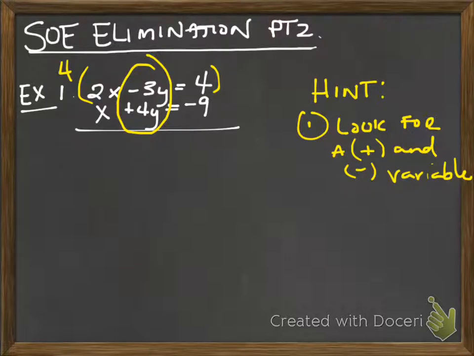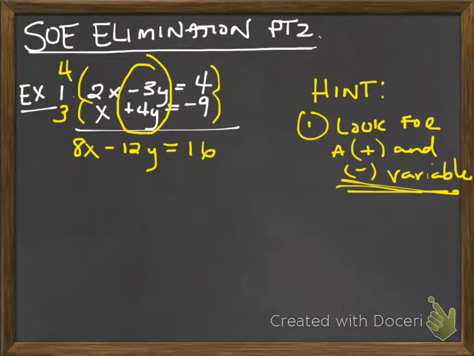4 times 2x is 8x. 4 times negative 3y is negative 12y. 4 times 4 is 16. What do you think I'm going to multiply this one down here by? Again, I'm focusing on my y's. What's going to give me a positive 12y value? Yeah, multiplying by a 3. Like I said, if there's a positive and negative already, you only have to multiply these numbers by positive numbers. So 3 times x is 3x, 3 times 4y is positive 12y, and 3 times negative 9 is negative 27. Now I have a system of equations I can work with using elimination.